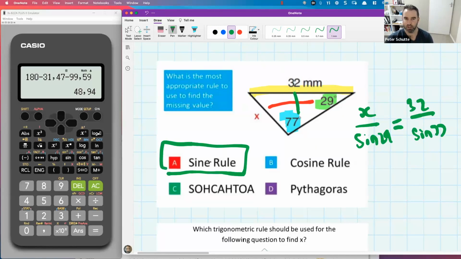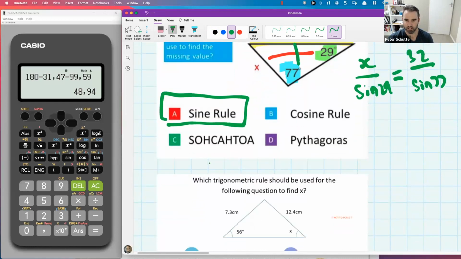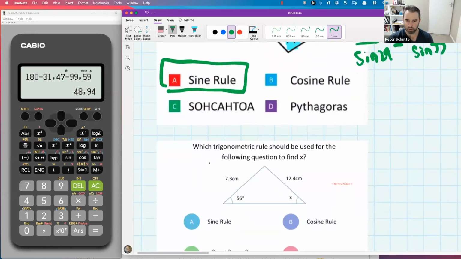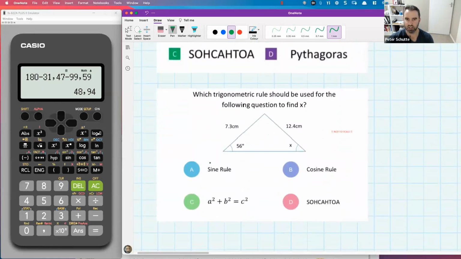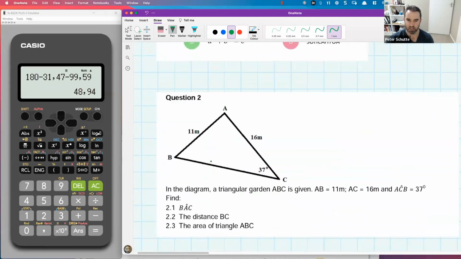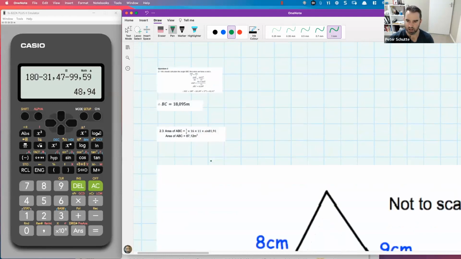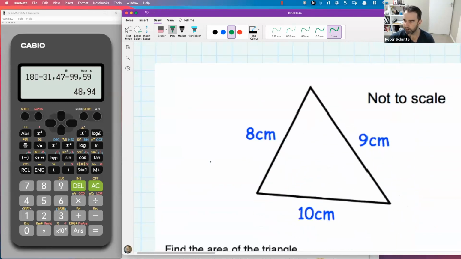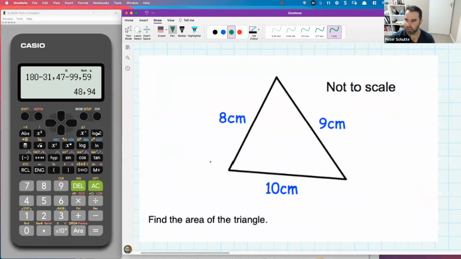And so the correct answer would be the sine rule. Yeah. So that's what you need to get better at, is you kind of know how to do this. I'm looking for one that will challenge you guys. But I think we've run out of time for today. Tyra, you can only use Pythagoras if you have a right angle triangle.